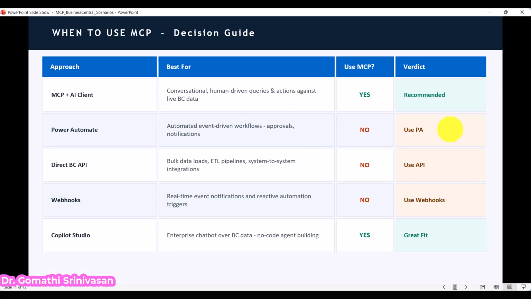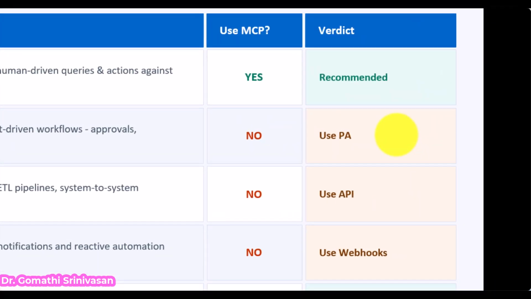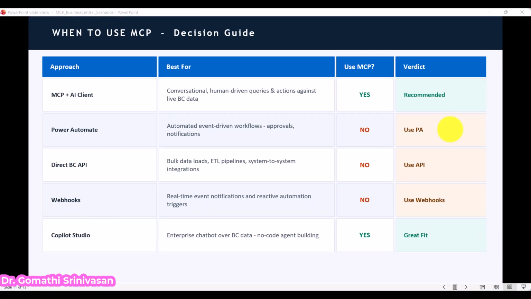And now, when to use MCP: the decision guide. This is important: the right choice, you have to make it. MCP is best when the use case is conversational, human-driven, and needs live Business Central data. If a person is asking a question or triggering an action through an AI assistant, MCP is the recommended approach.